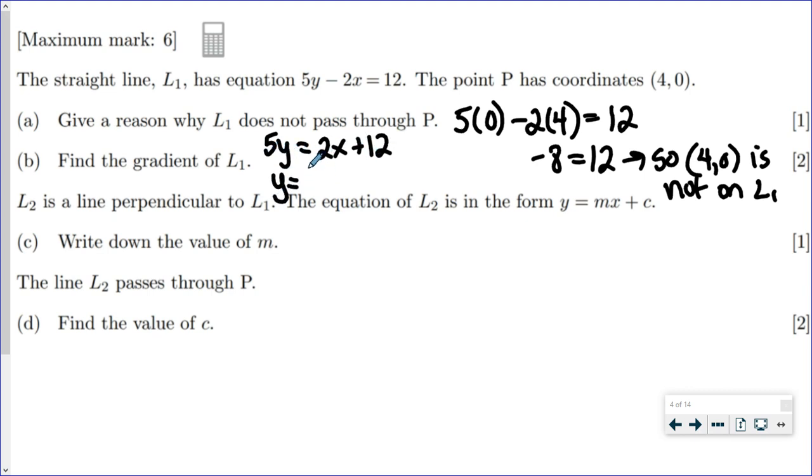We get y is equal to 2/5 x plus 12/5. So of course now my slope or gradient is simply the coefficient of x here. So my m is 2/5.